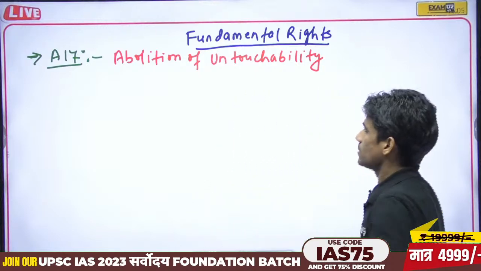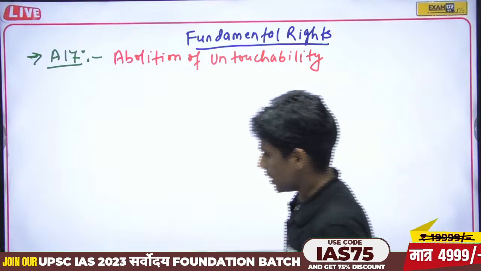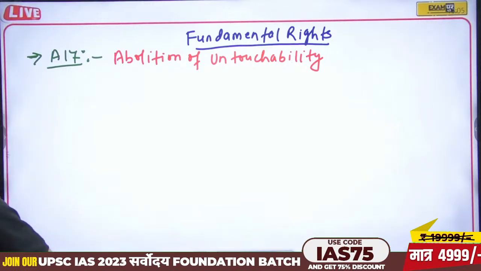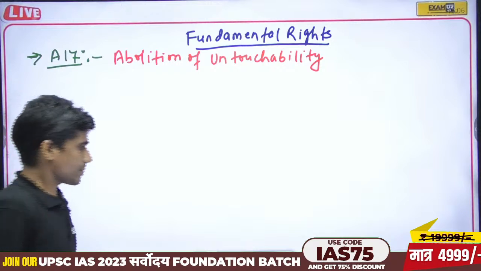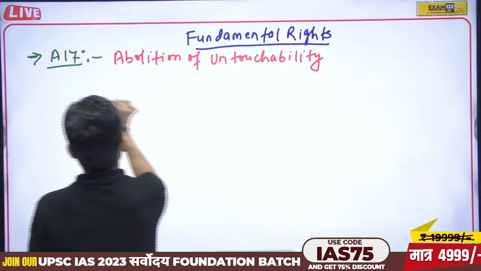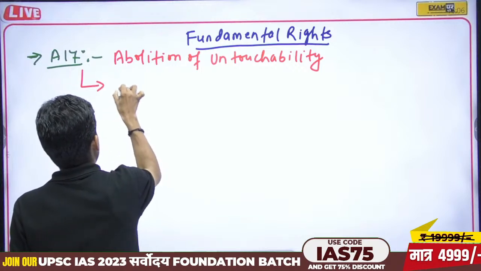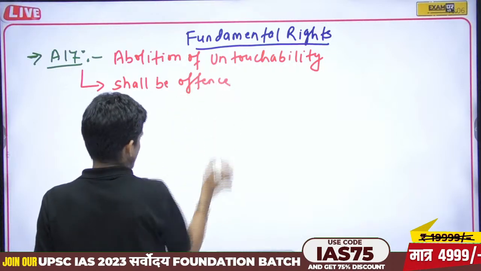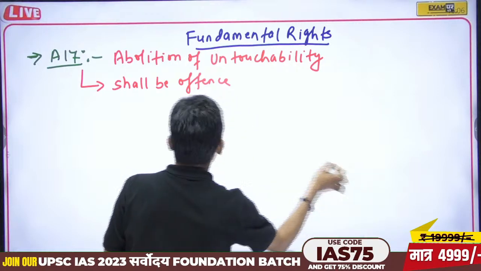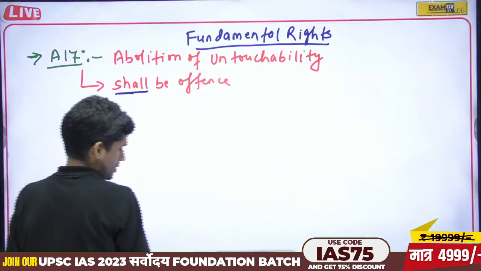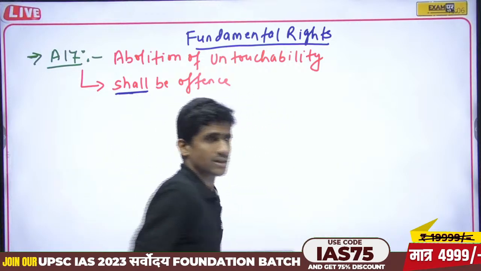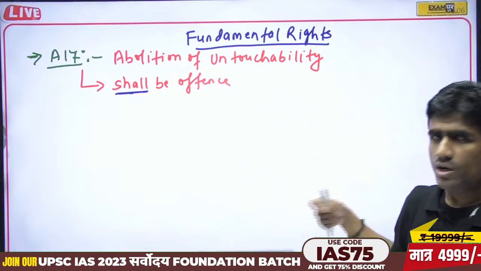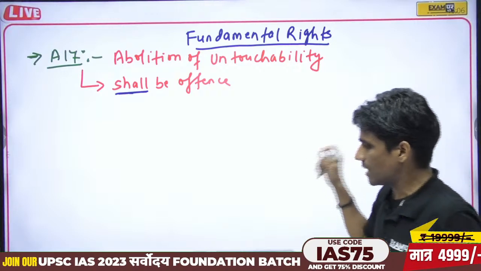Okay, no problem. So abolition of untouchability is related to Article 17. There are two keywords related to Article 17. If someone practices untouchability, it shall be an offense. Here the keyword is "shall." "Shall" means definitely, or definite. So if you practice untouchability, it shall be considered an offense.